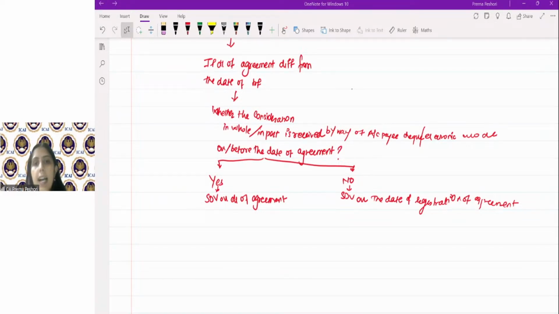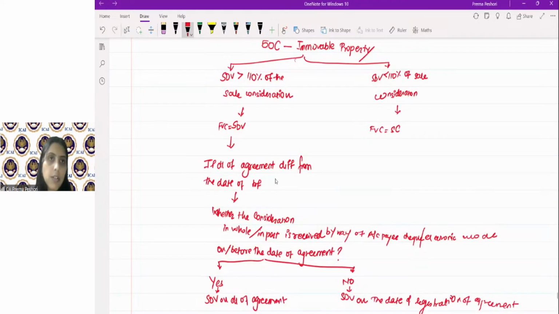So, in case I have received the amount on or before the date of the agreement, then in that particular case, I will take the date of the agreement. But if it is received afterwards, or if it is not received through account payee cheque, bank draft or ECS, then in that particular case, it will be the date of the registration. Are we clear? Right? So let me give you an example, you can write it over here: date of the registration.